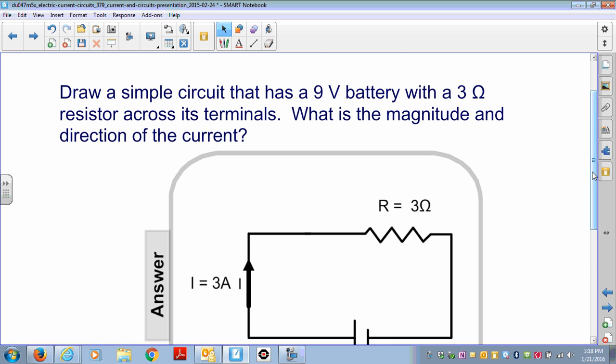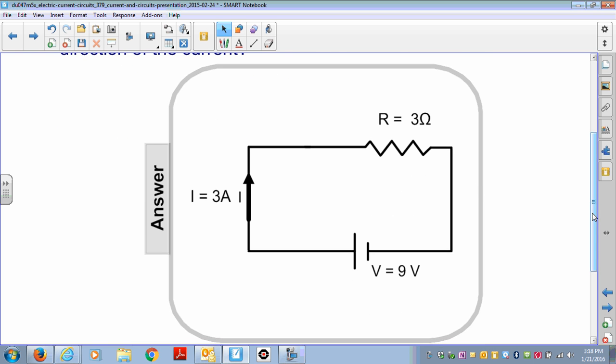You should have had a 9-volt battery and a 3-ohm resistor. Using Ohm's law, V divided by R is the current, which is 3 amps. The current flows from the positive to the negative terminal.